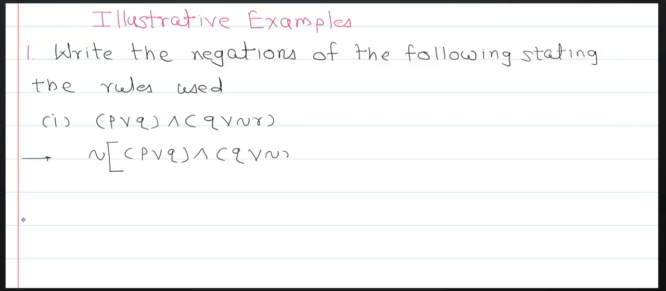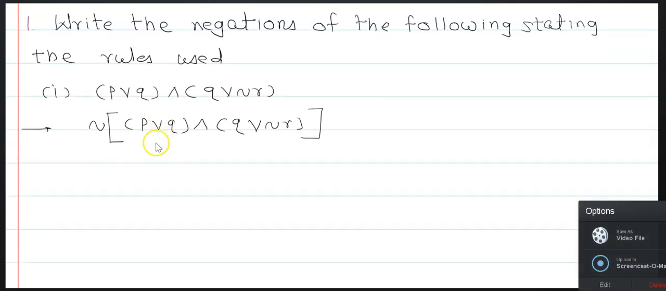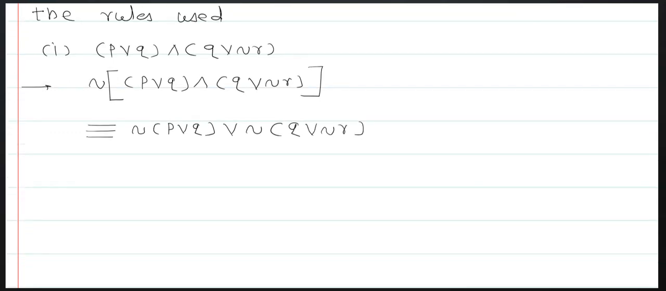And the negation, we will apply here to the given statement. When we apply the negation, the negation is distributed and AND will become OR. Therefore, this is De Morgan's law. Now see this here: negation of (P or Q) or negation of (Q or negation of R). This is by using De Morgan's law.